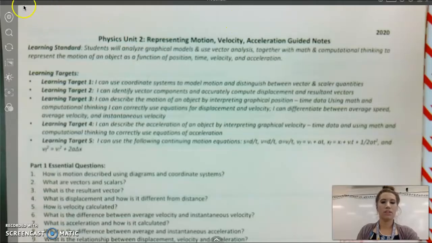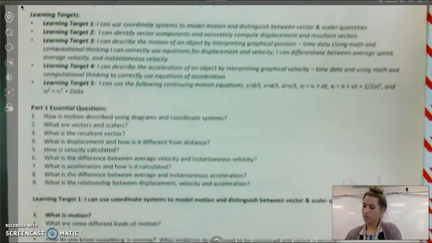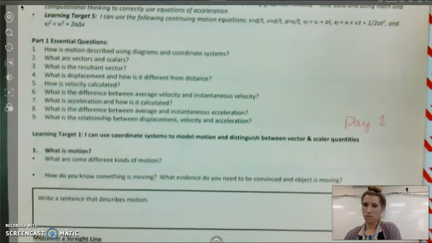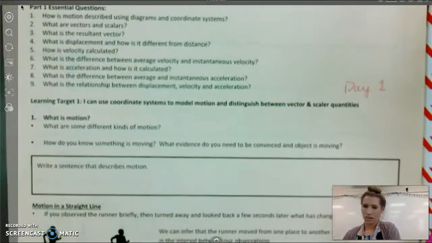Okay, so in this unit, we have 5 learning targets this time. Last time we had 3 learning targets. This time we have 5. And the first of those learning targets is I can use a coordinate system to model motion and to distinguish between vector and scalar quantities.